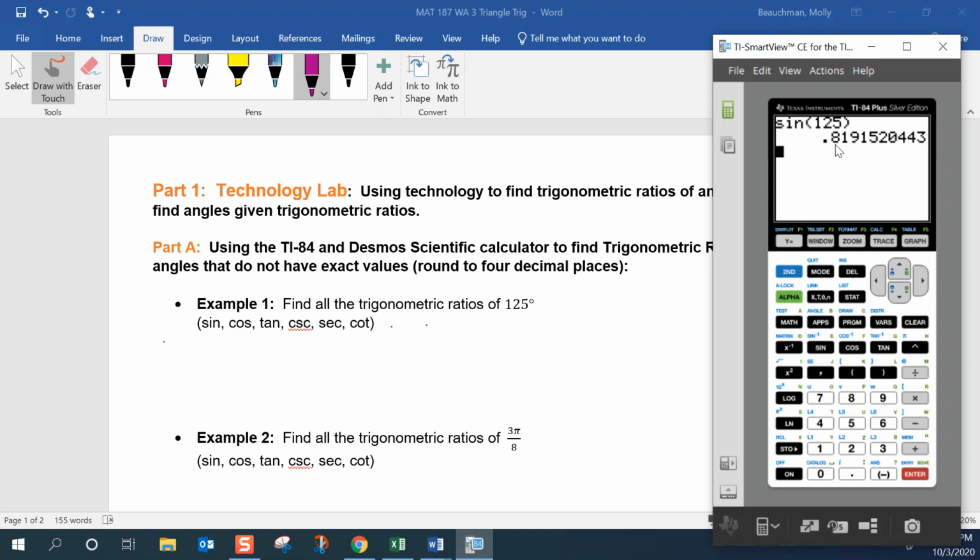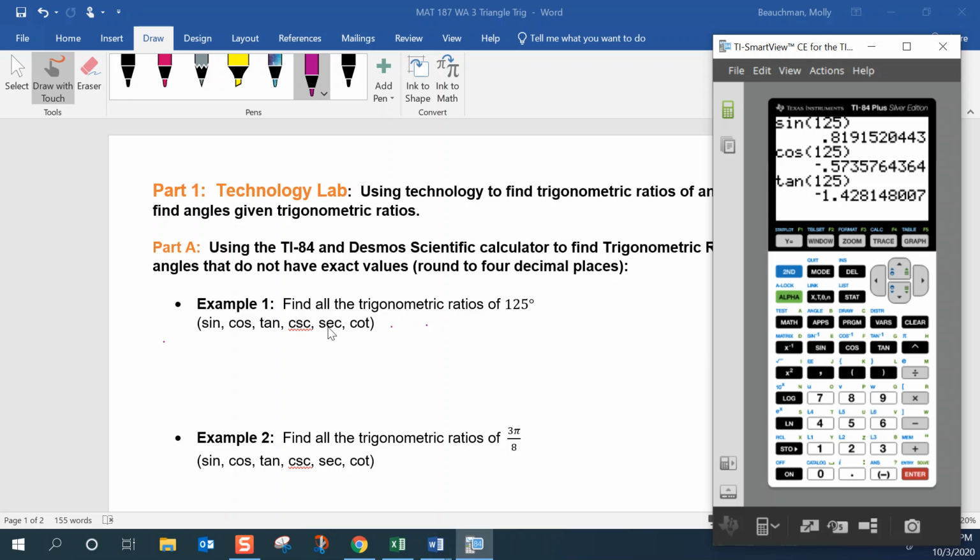to 4 decimal places is 0.8192, cosine of 125 degrees, negative 0.5736 to 4 decimal places, tangent of 125 is equal to a negative 1.4281. So those are pretty directly and easily found.